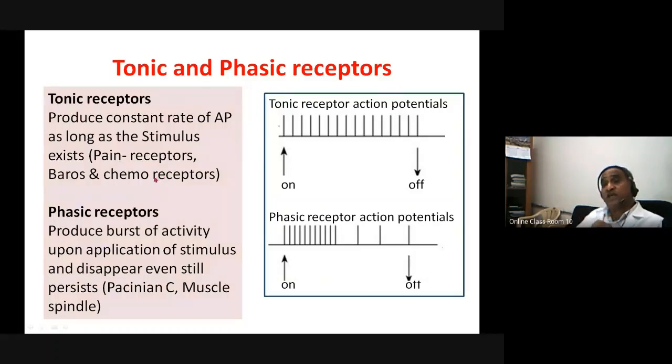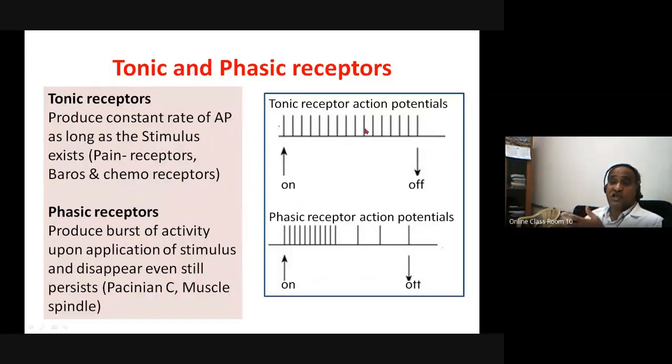If they stop doing it, our homeostatic regulation is at stake. Similarly, the pain receptors: if something is painful to you, and if they adapt, if they are phasic, then you will forget about the pain. So pain receptors are tonic receptors.